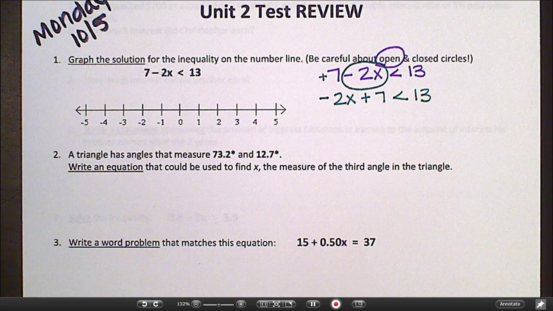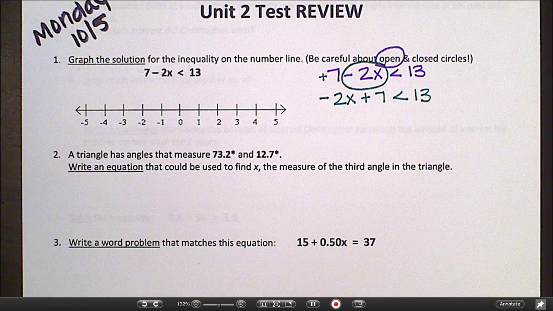You don't have to rewrite it. You could leave it in the original form if you want to. It's totally up to your preference.